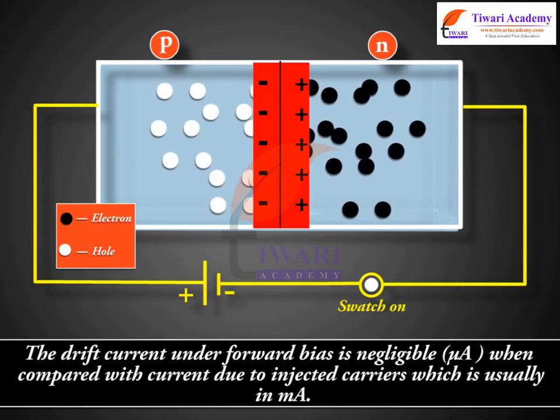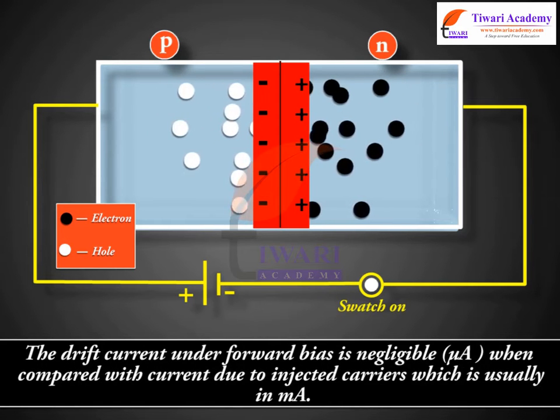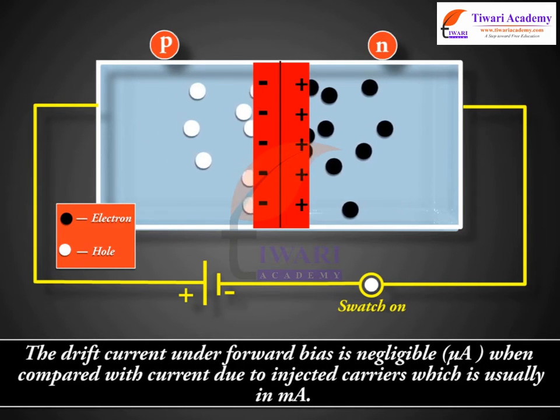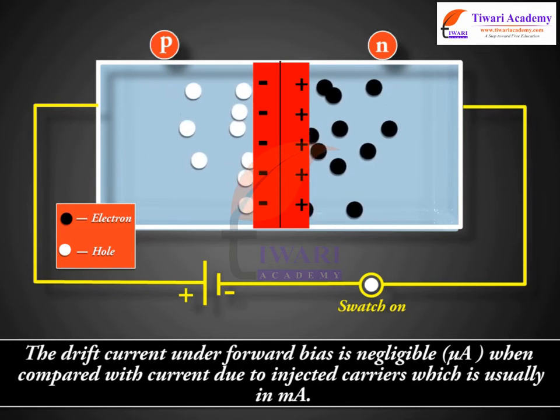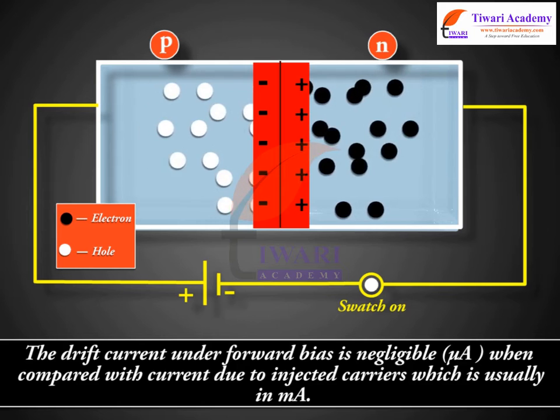The drift current under forward bias is negligible, in microamperes, when compared with the current due to injected carriers, which is usually in milliamperes.